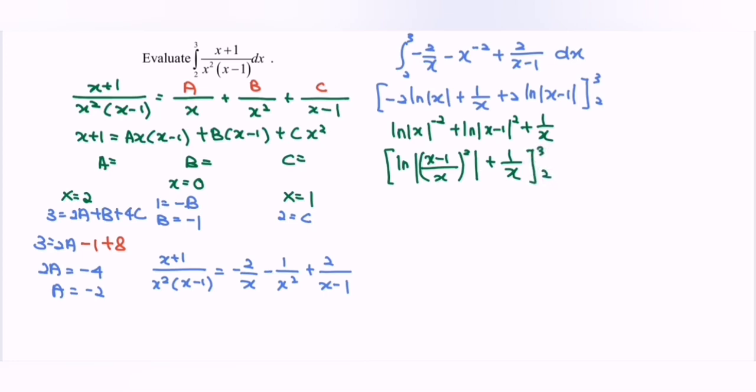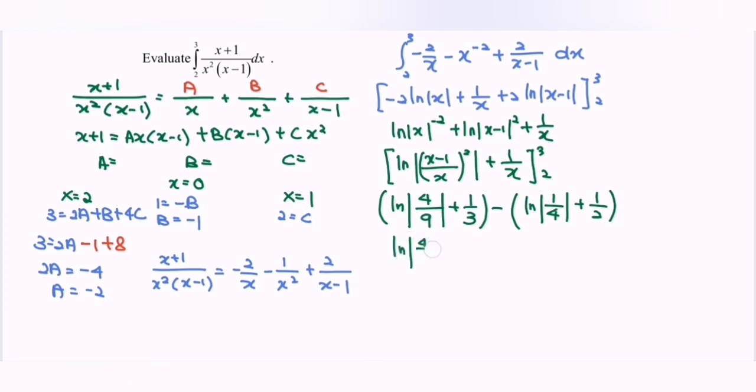If we substitute, we have ln of (3 minus 1) squared, which is 4, over 9, plus 1 over 3, minus, if we substitute 2, we will have ln of 1 over 4 plus 1 over 2. Kindly simplify the situation. So we have ln 4 over 9 minus ln 1 over 4, then 1 over 3 minus 1 over 2, so we have negative 1 over 6.